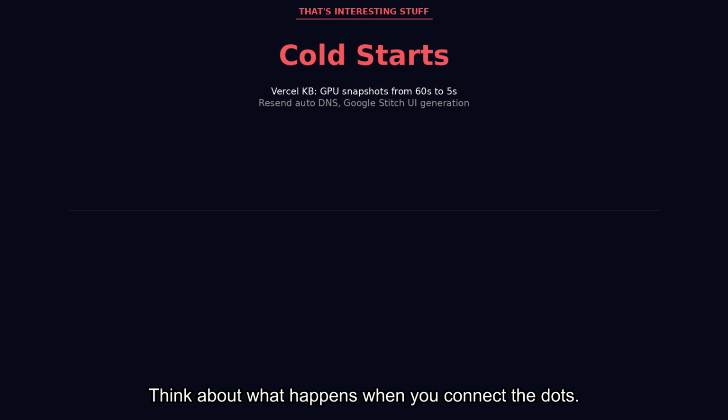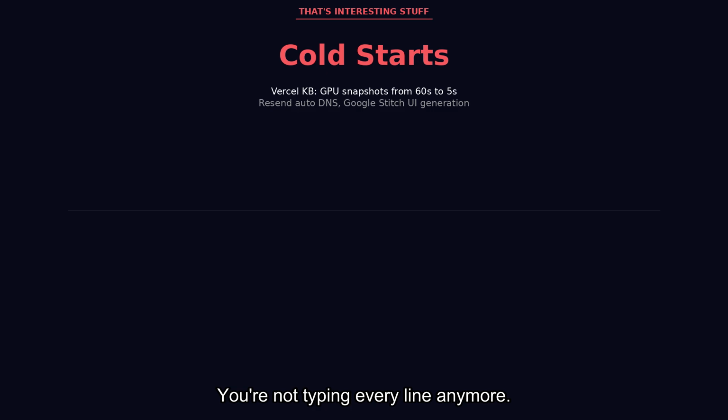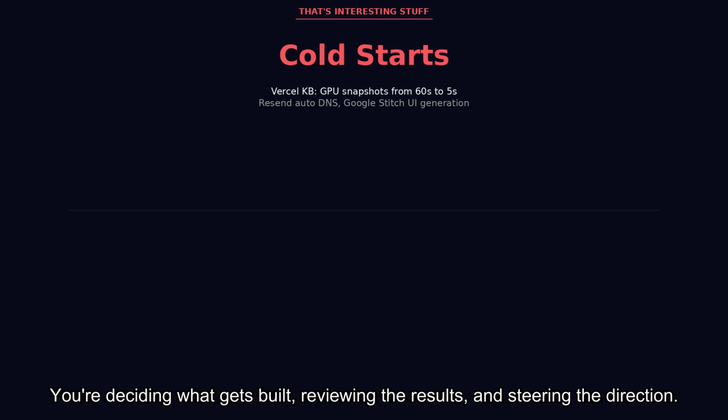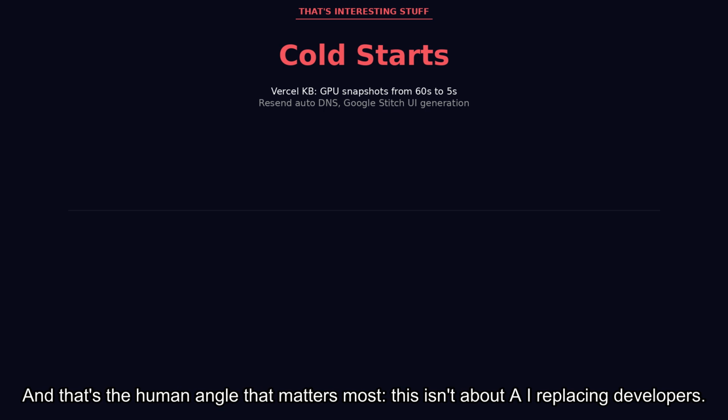Think about what happens when you connect the dots. An AI agent writes code in your IDX environment, built on frameworks designed for agent access like Next.js and the AI SDK, deployed instantly through Vercel with email handled by Resend, using UI components from shadcn that the AI can modify directly, with designs generated by Stitch from your natural language description. You're not typing every line anymore. You're composing the orchestra. You're deciding what gets built, reviewing the results, and steering the direction. The role of developer is shifting from bricklayer to architect, and that's the human angle that matters most.